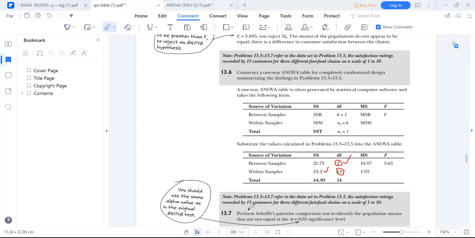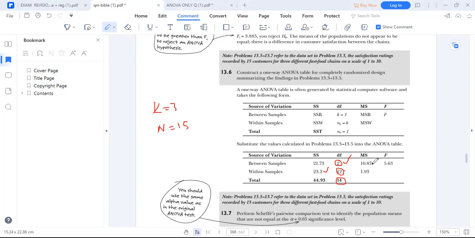Grace, how did we get the 12? Patrick, can we get the 12? So again, our k was 3 and our n was what? 15. So k, n minus k: 15 minus 3, that's how the 12 was found. Now we get the 14: we add 2 plus 12, which is 14.